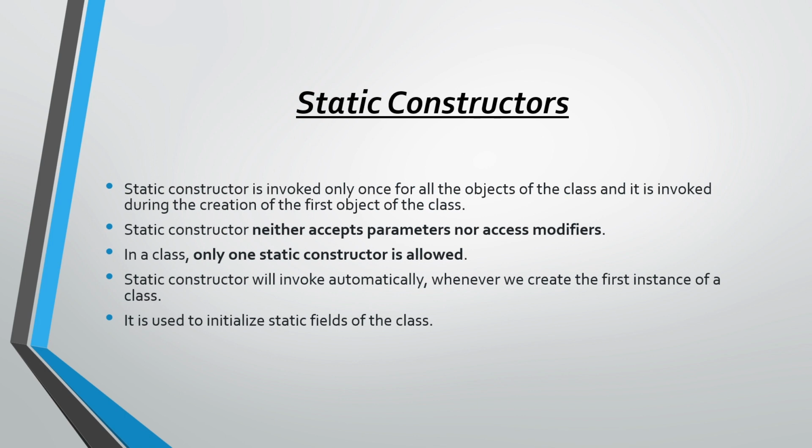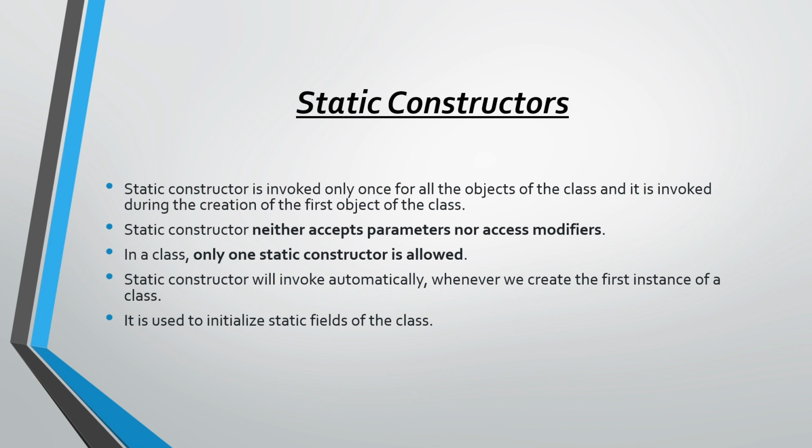A static constructor is invoked only once for all the objects of the class, and it is invoked during the creation of the first object of the class, right? So what does this static constructor do? It is used for instantiating the static members of the class. Okay, and it is called only once.